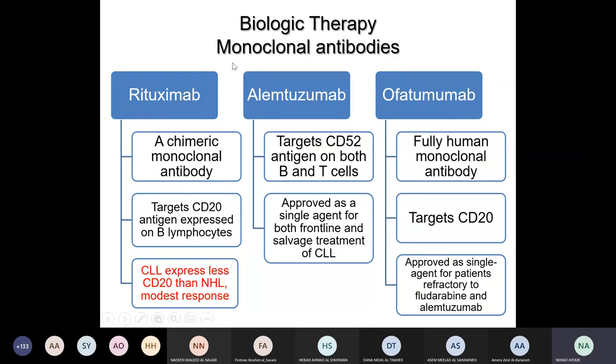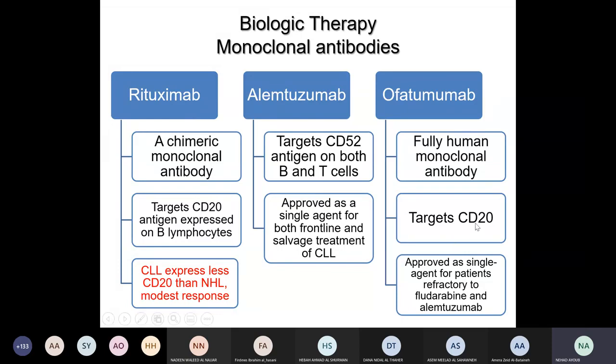لما بنحكي عن الانتي سي دي 20 تارجتد ثيرابي we have ريتوكسيماب حكينا عنه قبل هيك بال روماتويد ارثرايتس, رح نحكي عنه بالتفاصيل اكثر لما بنحكي عن النون هودجكن لنفوما. فريتوكسيماب هو the first monoclonal antibody against CD20, it's a chimeric antibody. الريتوكسيماب بالسي ال ال can be added, it improves the response rate, بس هو more efficient أو more active in treatment of non-Hodgkin lymphoma, but we add it when we treat CLL.